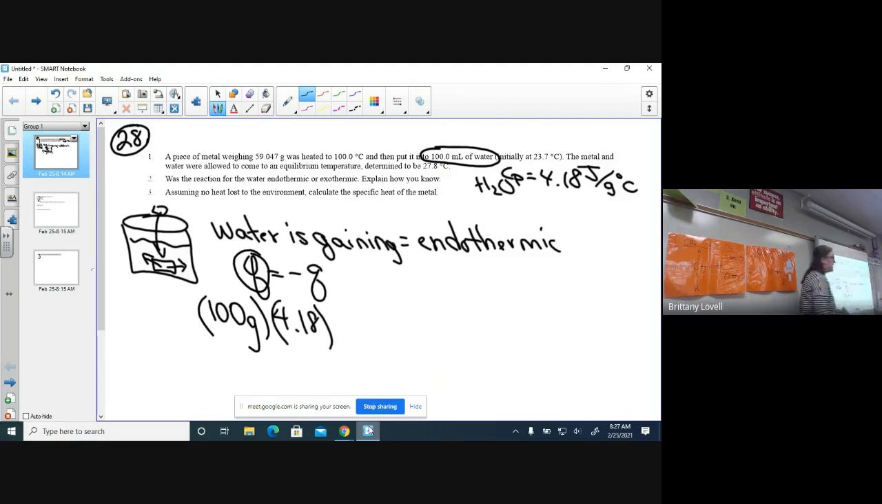And then you need the delta T, the change in temperature. What is change in temperature based on? What 2 things? Good, temperature final minus temperature initial, right? So we need the final temperature of the whole system, which they said the metal and the water were allowed to come to a temperature determined to be 27.8. So we're going to do 27.8. There's our final temperature of the system minus the initial temperature of the water, which they said was, where's that? Oh, 23.7. Yeah. Okay. Great. I forgot to put that in there too. Okay. So there's our delta T.